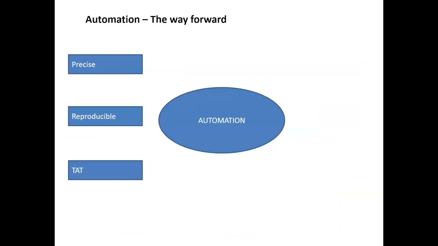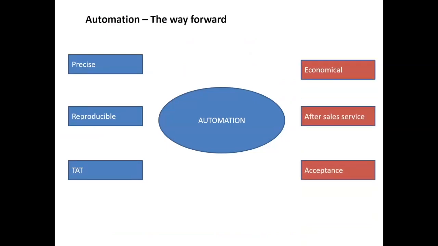So the way forward is automation. The automation should be precise, reproducible, and would give a better TAT. But the problems are whether it is economical or not, how the after-sales services are, and the biggest thing is acceptance. So people do not accept. Even myself, I could not shift to digital microscopy immediately from the manual microscope. Each time the digital microscope gave me something, I would confirm it under the microscope, because in the initial 6 months it is hard to accept that it is seeing the entire slide and giving you accurate results.